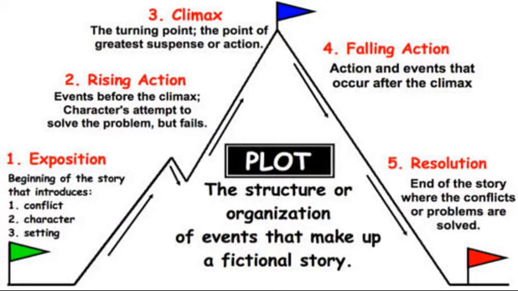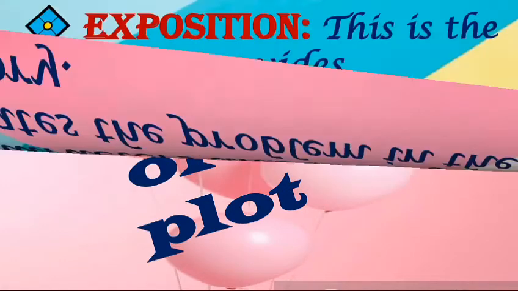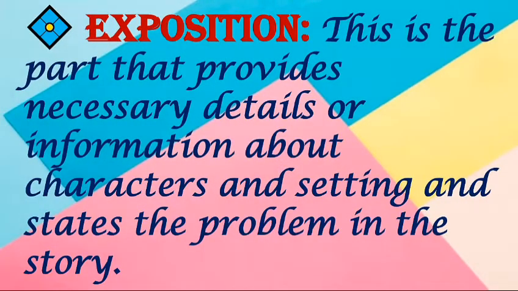This is a pictorial representation of plot. And a good plot has 5 basic parts, which are: 1. Exposition. This is the part that provides necessary details or information about characters and setting and states the problem in the story.